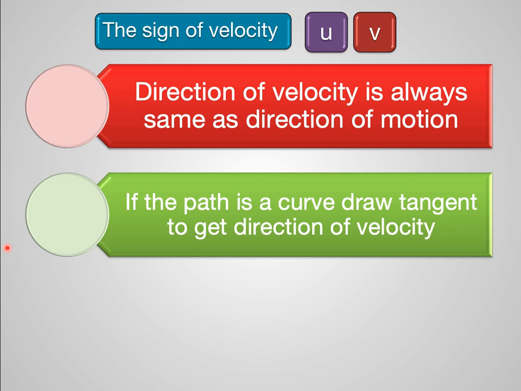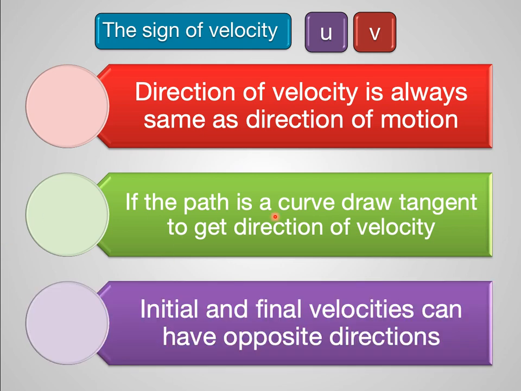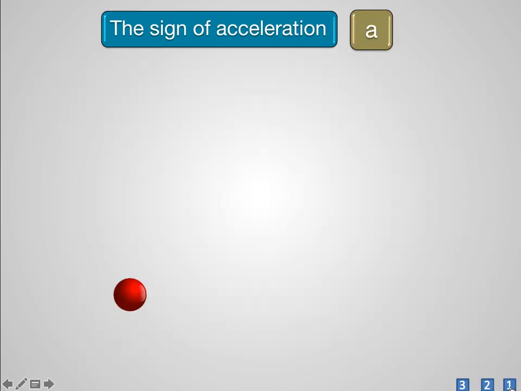It's velocity that decides. But if the path is a curve, like we have seen in circular motion or in a projectile motion, you need to draw a tangent at any particular point to get the velocity at that point. You are throwing a ball upward and it's coming down.